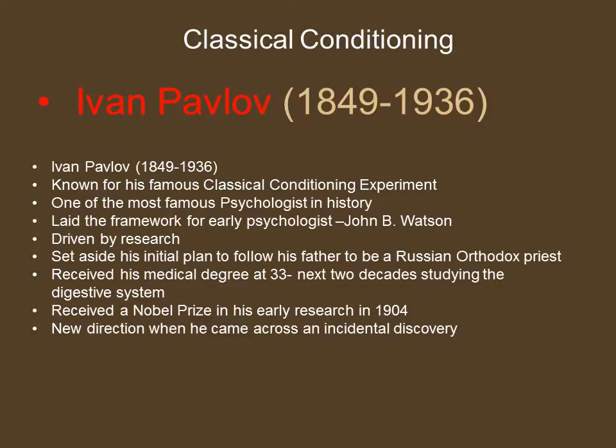He was oftentimes driven by research. He set aside his initial plan to follow his father to become a Russian Orthodox priest. He received his medical degree at the age of 33. For the next 2 decades, he studied the digestion system. He received a Nobel Prize for his early research in 1904 on digestion. However, a new direction was explored when he came across an incidental discovery which led him to explore classical conditioning.